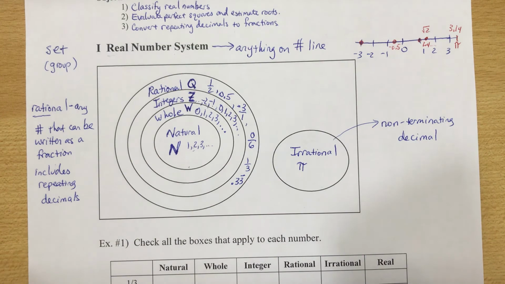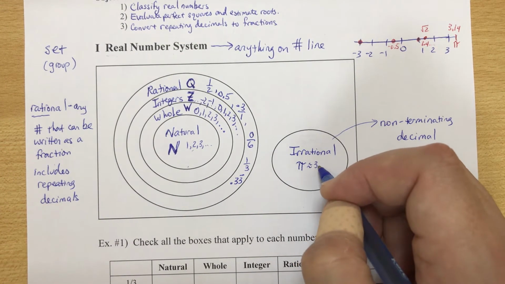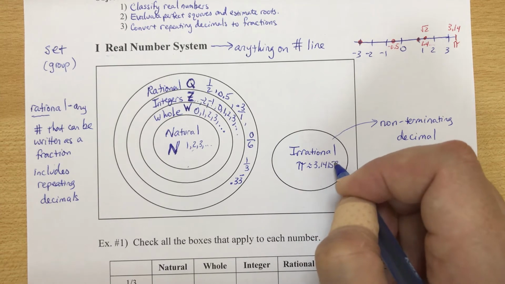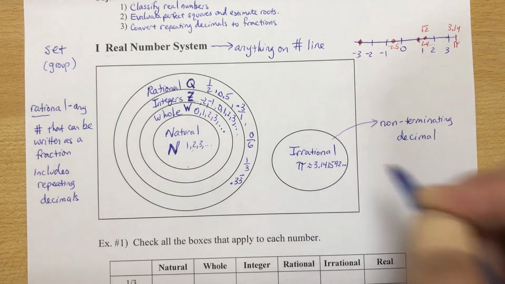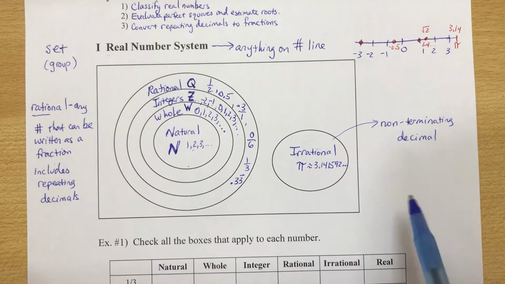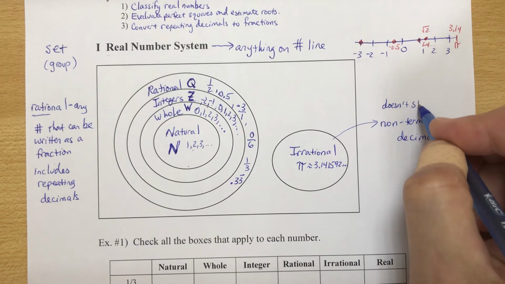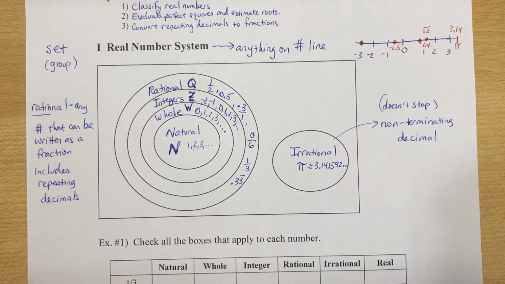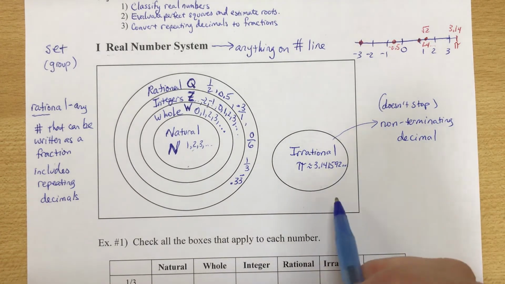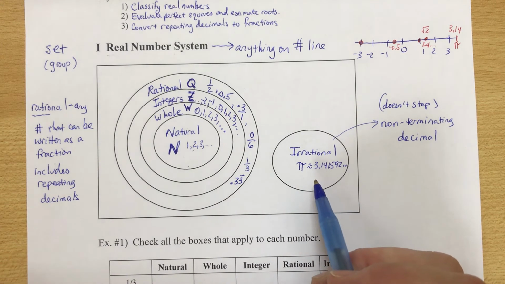Pi. Because pi is approximately 3.14159, and so on and so on. That never stops. It's non-terminating. Okay, that means it doesn't stop. And the problem is that there's no pattern to it. Okay, so that is irrational.